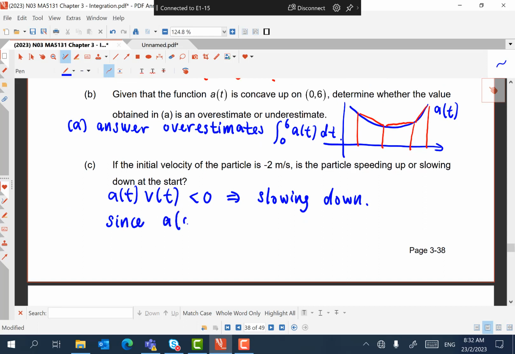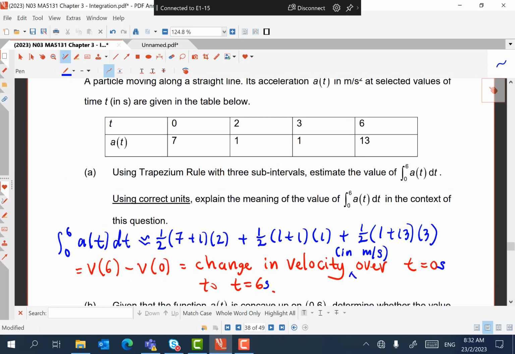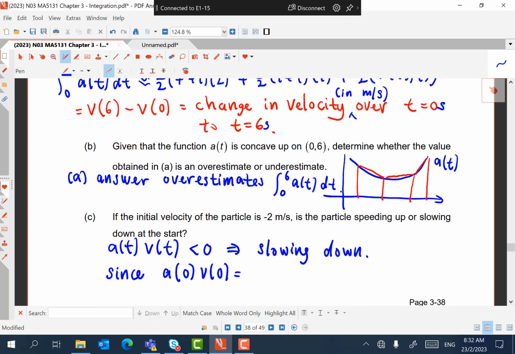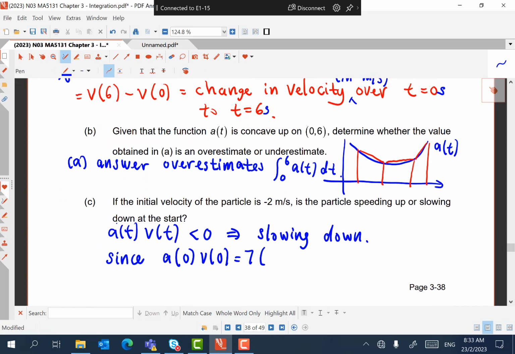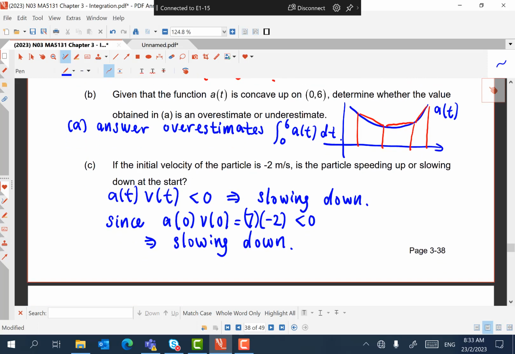So since A0 times V0 is equal to, let's check again. What is A0? A0 is 7. And V0 is minus 2, which is negative. This implies that it is slowing down. Okay, this is how you should check.